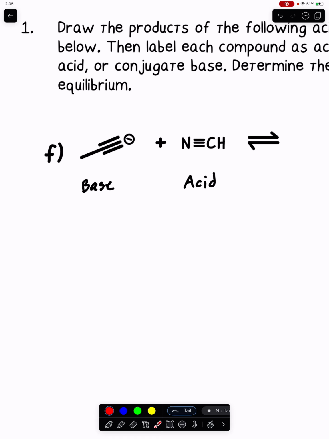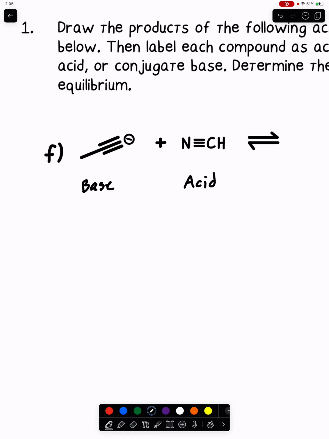And then normally we would evaluate which proton is going to be most acidic on the acid, but there's only one proton on this, so that's the only one that can act as an acid. Hydrocyanic acid has a pKa, I don't quite remember, but it's somewhere around 9. It's the only proton that's going to get removed here.